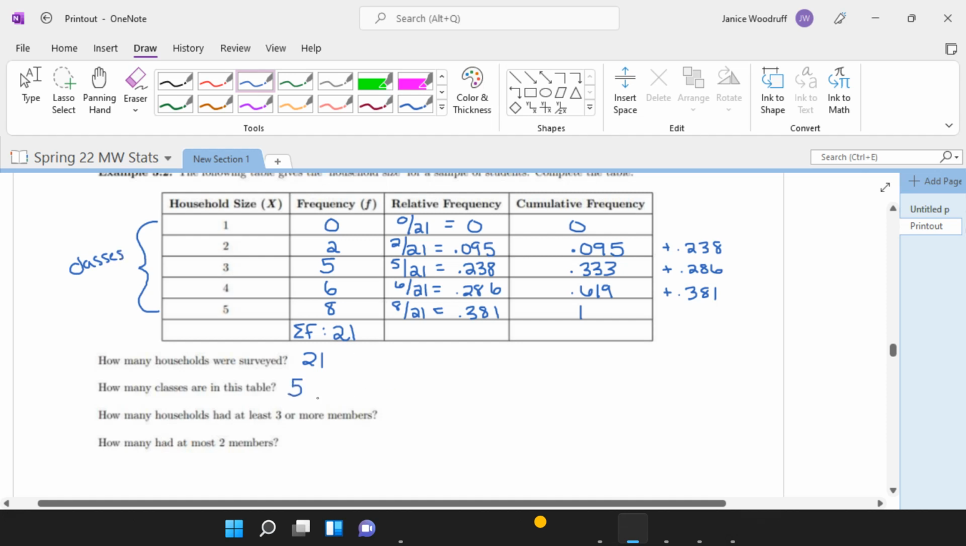Yes. So you're probably used to seeing them called categories. Now it's just a different vocab word for it. So, classes.